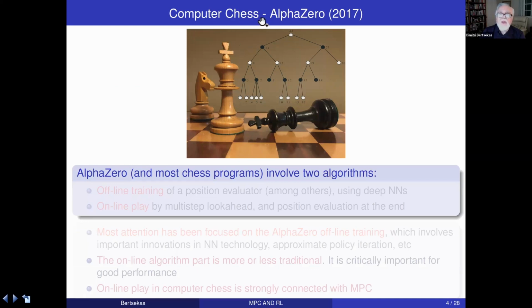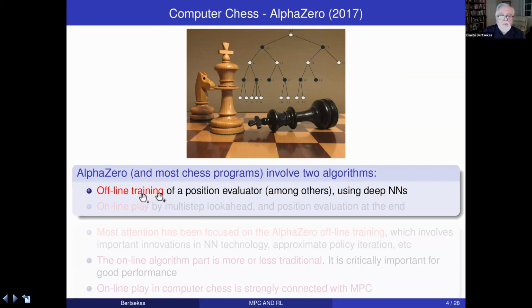It's an old subject, but it went through a rather dramatic transformation with the introduction of the AlphaZero program in 2017, which plays remarkable and innovative chess, and also created a lot of enthusiasm for the prospects of reinforcement learning and artificial intelligence. Now, AlphaZero, as most computer chess programs, involves two algorithms.